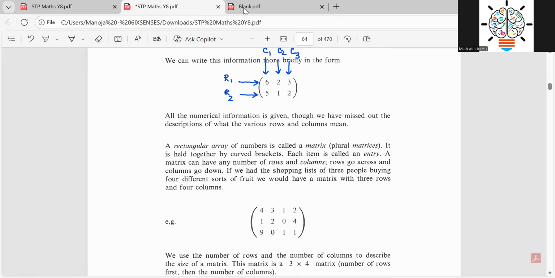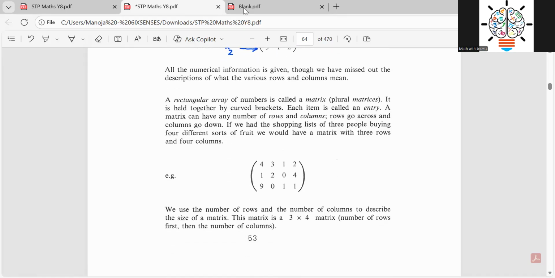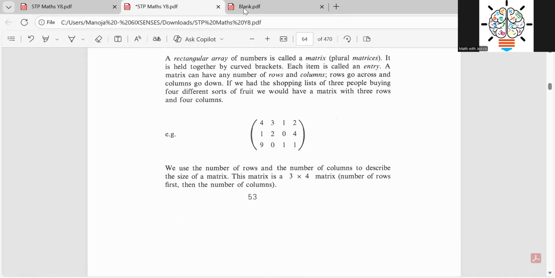A matrix can have any number of rows and columns. According to this example, we have 2 rows and 3 columns. Now let's say you want to define the size of this matrix. How are we going to define the size of a matrix, children? You write the number of rows, then the multiplication sign, and then the number of columns, right?